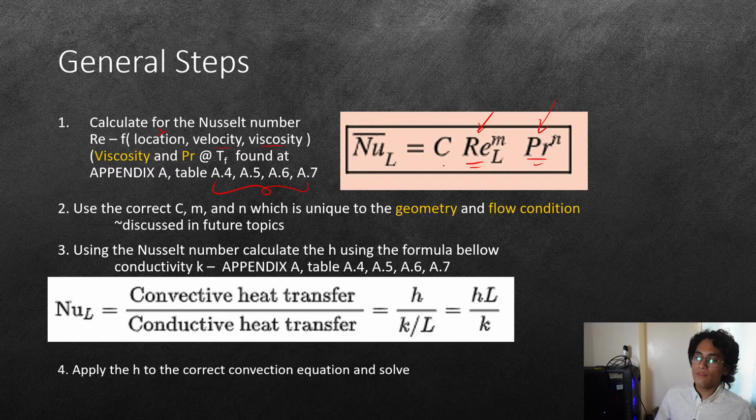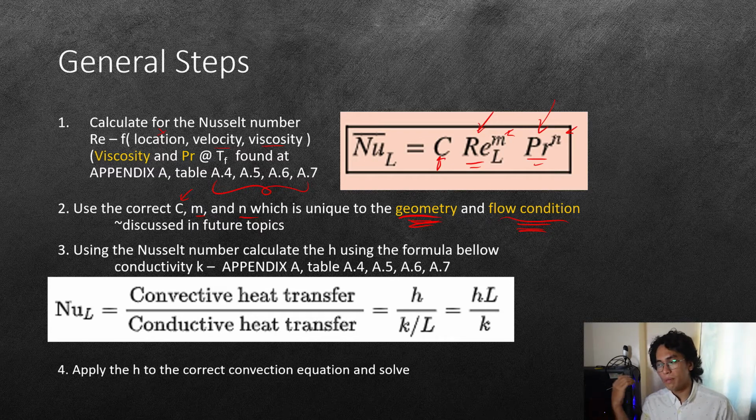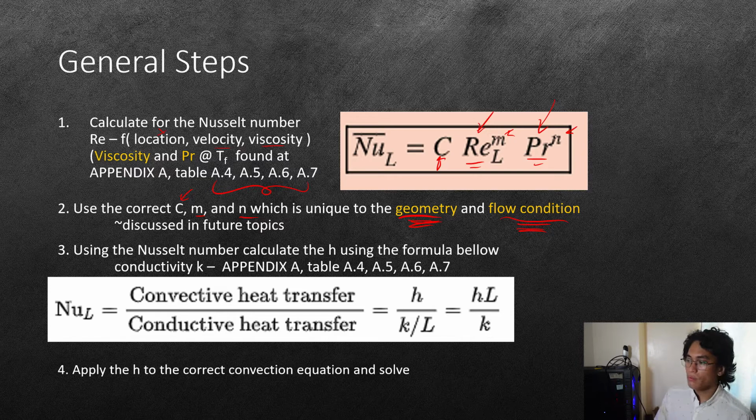The next is, once we've established our Reynolds number and our Prandtl number, we will use the correct value for C, use the correct value for m and n. So these are three variables which are dependent to the geometry and the flow condition. So when I say geometry and flow condition, it depends whether it's a flat plate, it's a sphere, it's a cylinder, it's a pipe, or whatever. And the flow condition refers to whether it is laminar, turbulent, or transition. So the topics that we will be tackling will only consider laminar and turbulent.